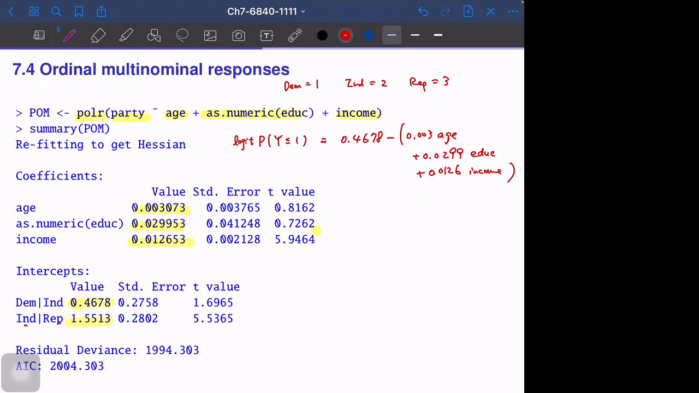And the next one, the Independent and Republican, so the threshold is here. That is the logit of the probability of Y equal to 2 or less, equal to this intercept 1.5513 minus the same thing. And you can see obviously this 1.55 is larger than 0.46, so always this probability is larger than this probability. Then we can calculate all the probabilities given the X values.